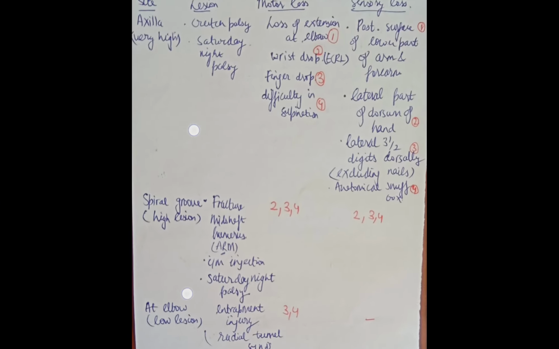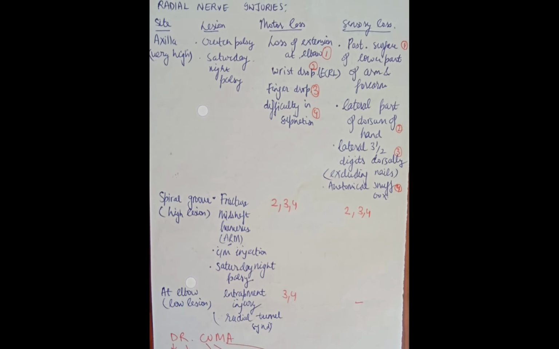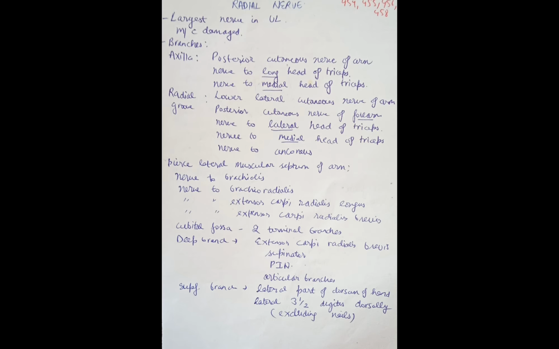Then we see the injuries. Injuries basically first will be in the axilla. In the axilla, we can have crutch palsy or Saturday night palsy, and it will be loss of extension at the elbow. Elbow extension gone due to triceps, then wrist drop due to ECRL, extensor carpi radialis longus, which was given after the intermuscular septum.